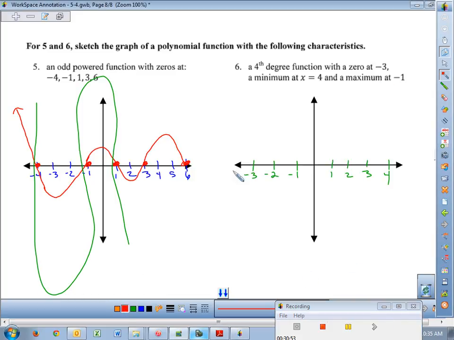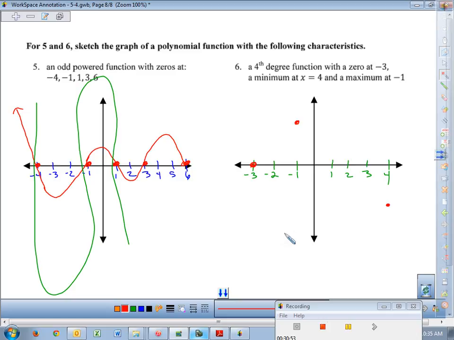So here's mine. I'm going to put a 0 at -3. Any other zeros that I know about? They don't tell me about anything else. I need a minimum at x equals 4. That means low, right? So here's x equals 4. I'm just going to go down there and put some sort of dot, right? There's going to be a minimum there. I also need a maximum at -1. See if you can put a dot somewhere. That would help you there. What do you think about that? That'd be all right? Maximum, up there somewhere.